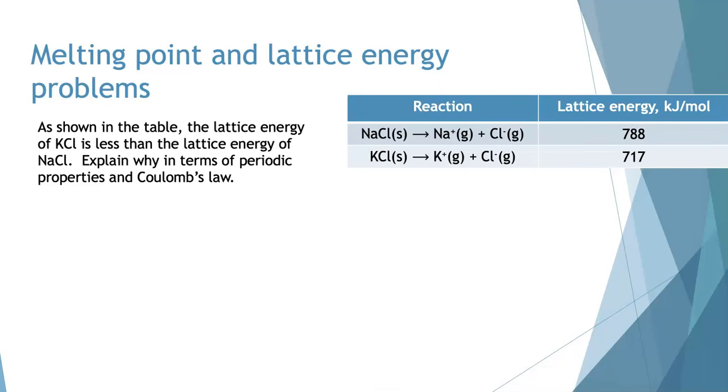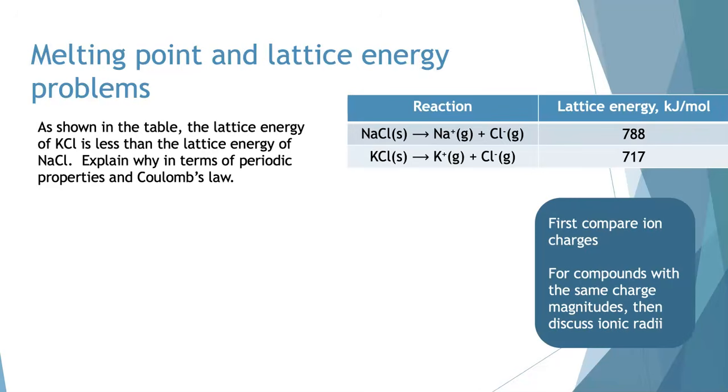Back to lattice energy. Here's a typical question you might see. As shown in the table, the lattice energy of KCl is less than the lattice energy of NaCl. Explain why in terms of periodic properties and Coulomb's law. We've got the equation, we've got the lattice energy, how much energy are we putting in. When you're doing these kinds of problems, anything with Coulomb's law, you first want to think about ion charges, and then we want to think about ionic radii.